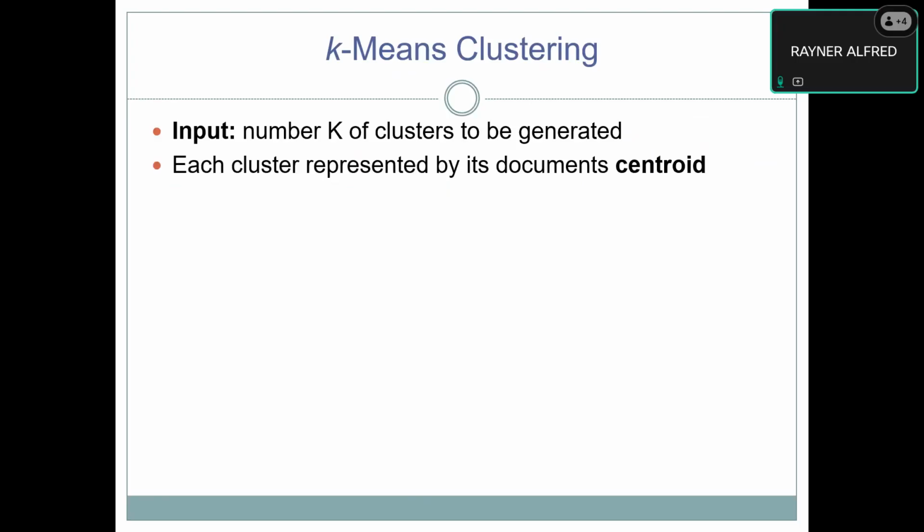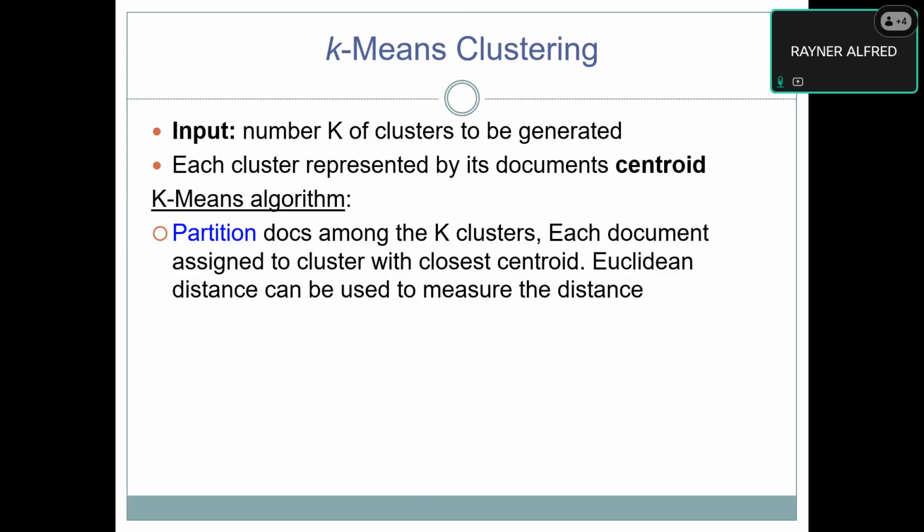Okay. So for k-means clustering, what we need to input is the number k of clusters. We can generate 3 clusters, 5 clusters, depending on your requirement. Each cluster is represented by its document centroid, which is the center. So this is the k-means algorithm, in which the task is to partition the documents among the k clusters, each document assigned to the cluster with the closest centroid using the Euclidean distance.